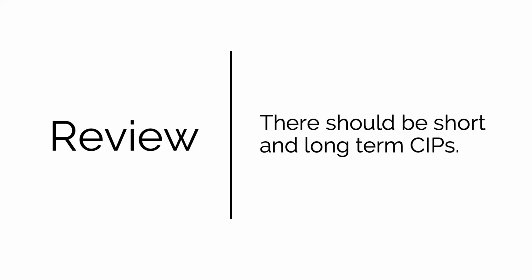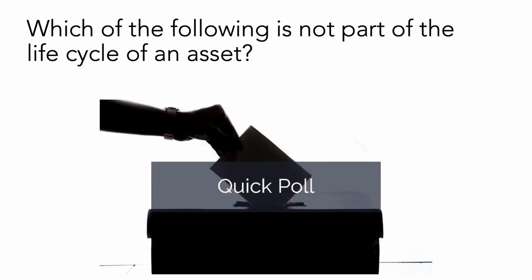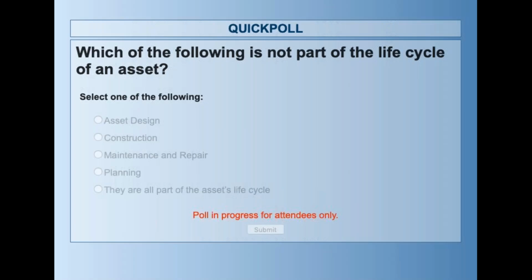You should have both short and long-term CIPs. And then I have one last question to round us out here before we open up to any questions. Which of the following is not part of the life cycle of an asset? So if you think back to what we talked about, we have asset design, construction, maintenance and repair, planning, or they are all part of the asset's life cycle.